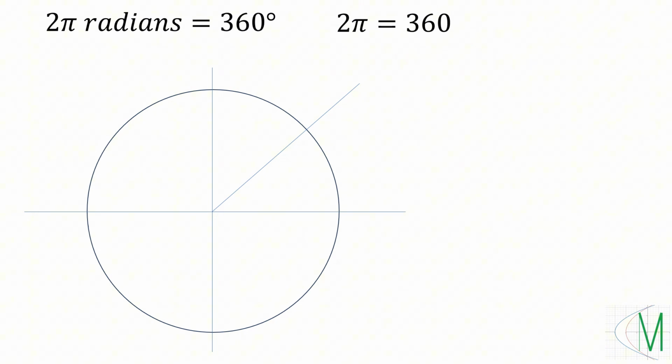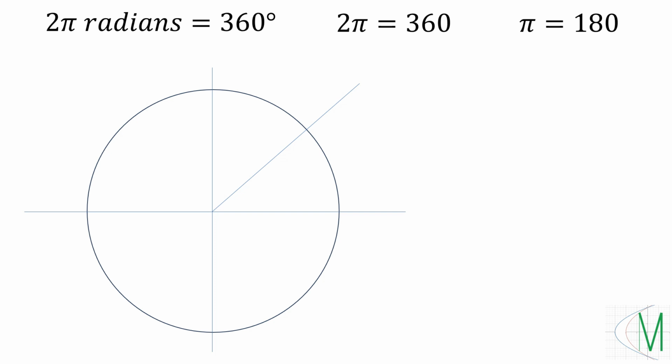Which means if I divide both sides by 2, that means that pi radians is the same as 180 degrees. Now, I did that just because I wanted to get pi by itself, to be kind of the smallest unit. And the reason is that's going to help us out here when we do conversion.